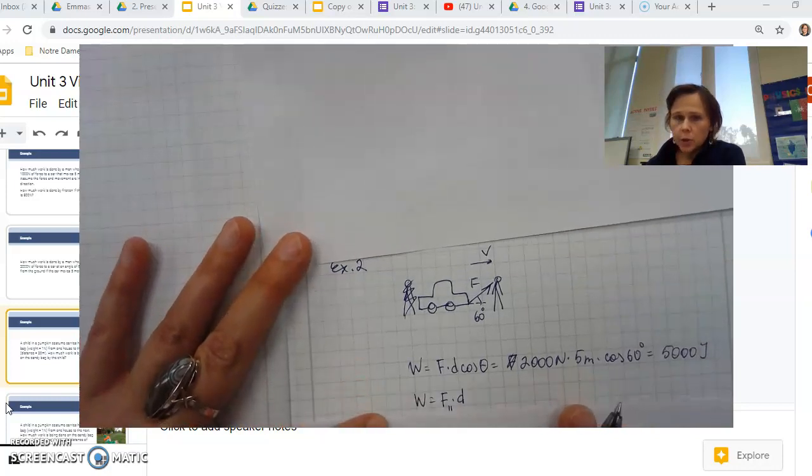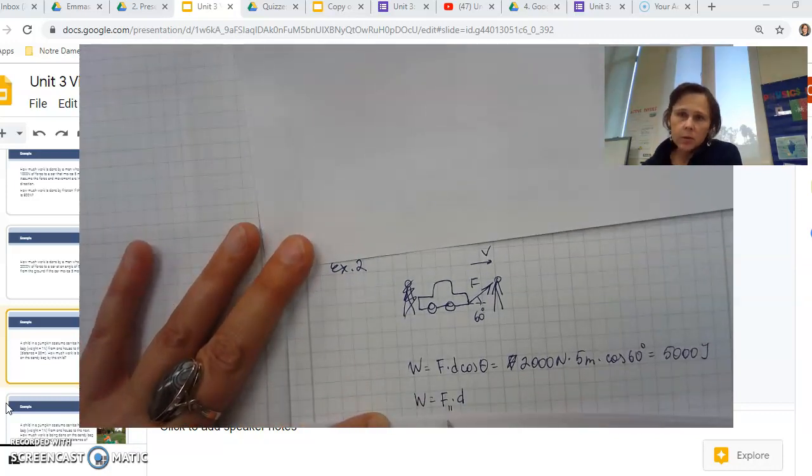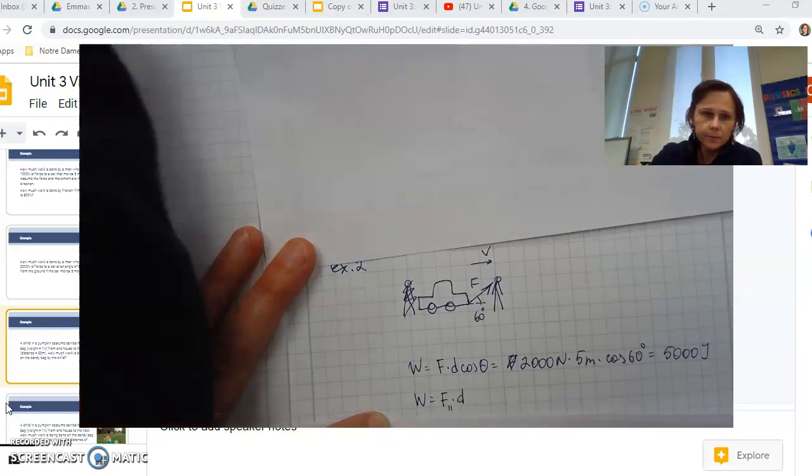And just note that another formula you may see for work is F parallel, the component of the force parallel to the displacement, times displacement. So in this case, F parallel is the same as F multiplied by cosine theta.